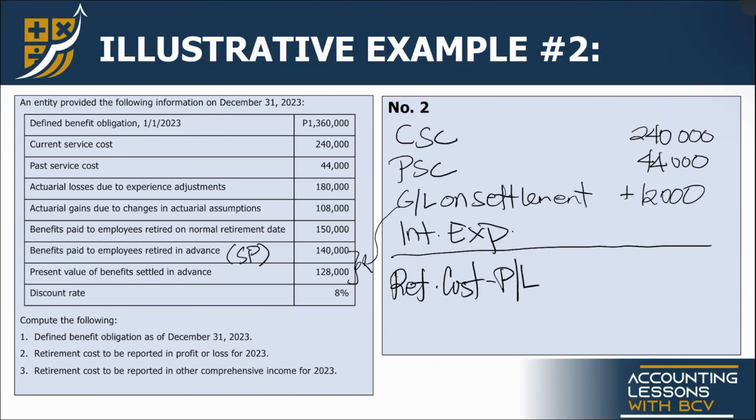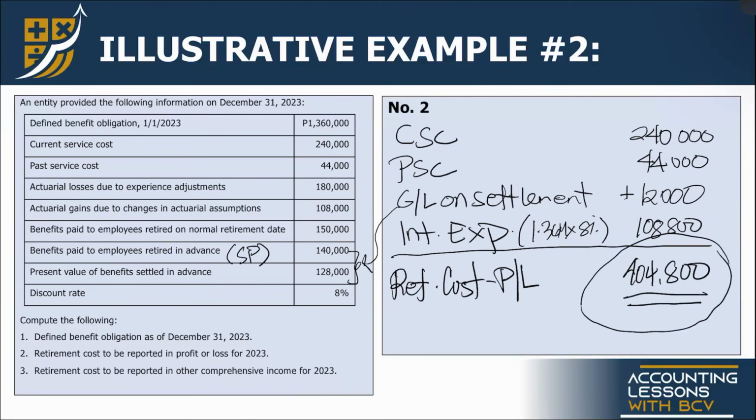Okay? Then for interest expense, that will be DBO beginning multiplied by discount rate. Magkano na ulit to? 108,800. So to compute for number 2, paki-add lang silang lahat. That will be 404,800. So final answer for number 2, 404,800. Okay?